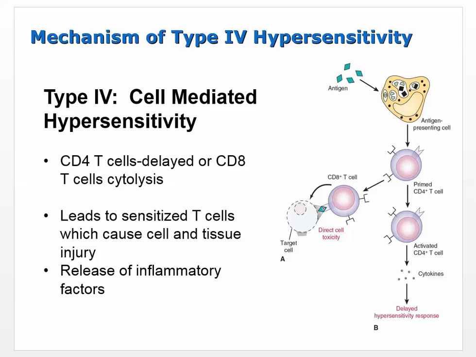CD8 cells may recognize it as being an inappropriate antigen, and it's wrong, of course, but that doesn't really matter to your beta cells, for instance. And then they release the cytokine, and then you have more of a response. So CD4 T cells delayed, or CD8 T cells cause cytolysis, breaking them down, leads to sensitized T cells, which cause cell and tissue injury and the release of inflammatory factors.